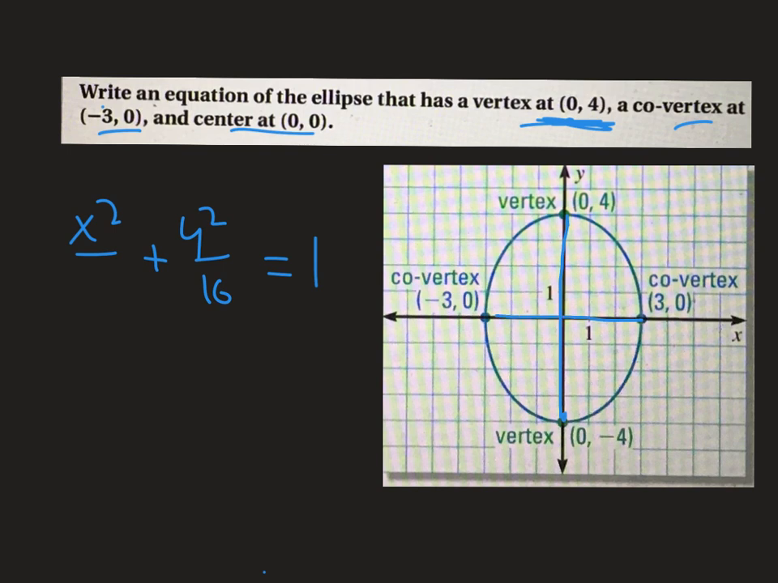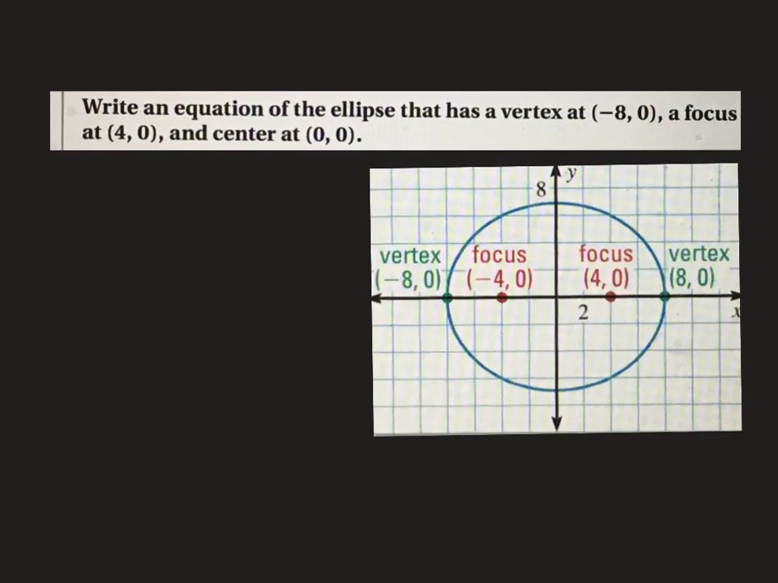Same thing with this, this is the minor axis, so I'm going to do the same thing. It goes to 3 and negative 3. If you square 3 to get b squared, it's 9. That's all you have to do. If you know that much stuff, you're done that quickly. And one more here. It says write an equation that has vertex at negative 8, 0, right there, and focus at 4, 0, center at 0, 0.